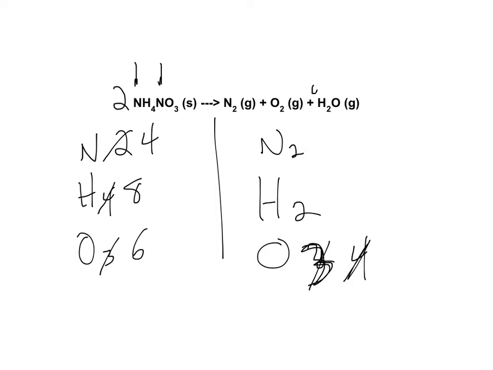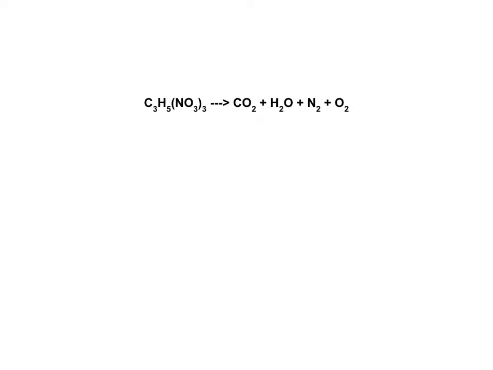If I put a 4 here, because that gives me 8 hydrogens, it also gives me now 4 oxygens plus 2, which is 6. Now that matches up. So the only thing that doesn't match is the nitrogen, and if I put a 2 in front of that nitrogen, it gives me 4, because nitrogen is N2 here. So 2, 2, 1, and 4 are the coefficients. This would be a decomposition reaction if we were classifying it.